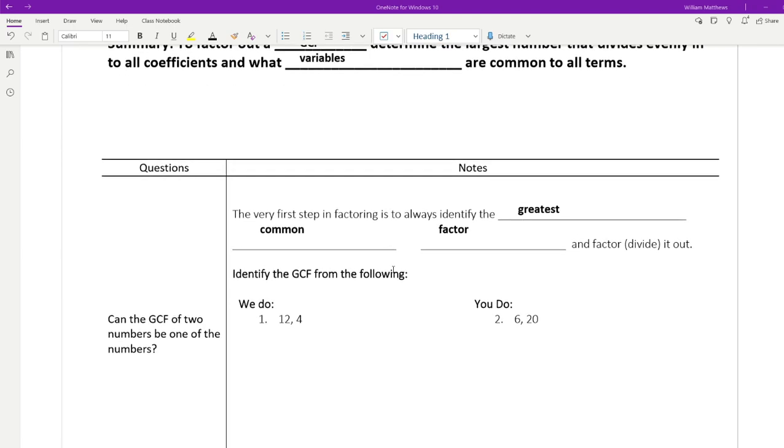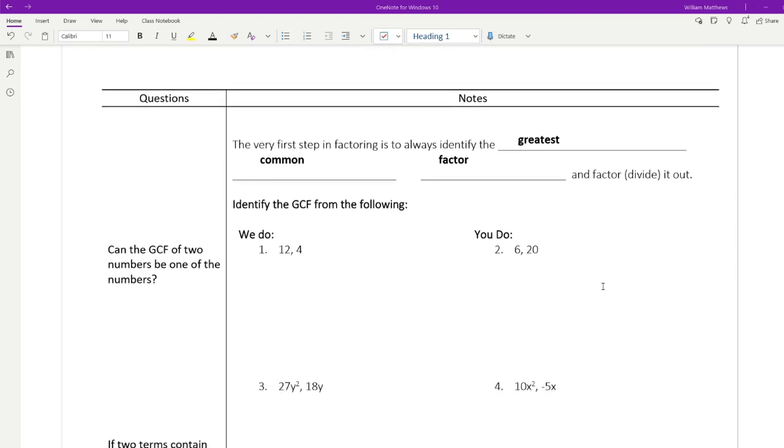The very first step in factoring is to always identify the greatest common factor and factor it out, also known as dividing it out. Now for these purposes, we are setting it up to where it is beneficial for you to factor out the greatest common factor. So we're going to stick with that.